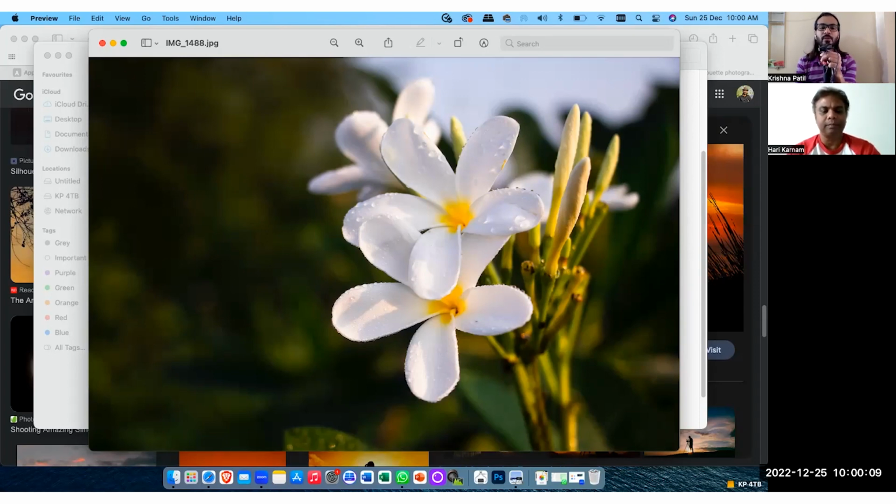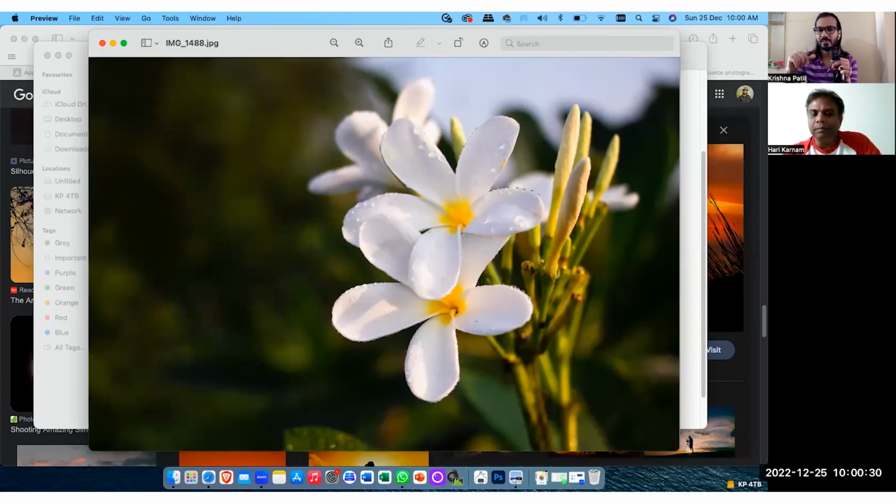Correct. So depth of field, what exactly does it become, Hariji? Depth of field means in your particular image, whatever the subject is, that subject should be in focus, and the background and foreground should be in blur. Right?